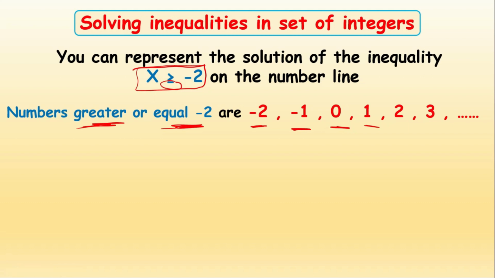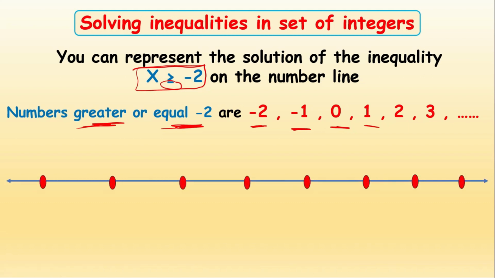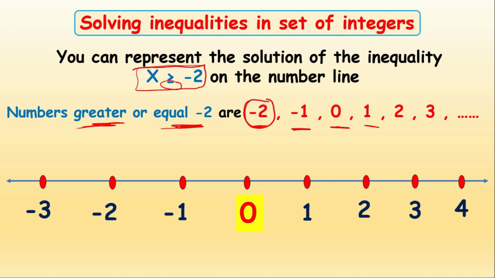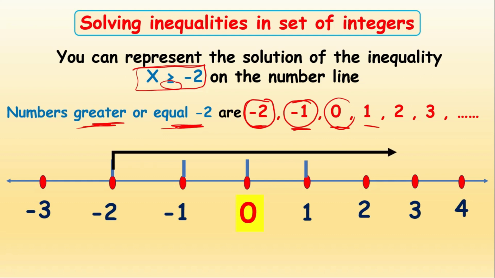Okay, let's represent using a number line. After drawing a number line, write numbers 0, positive and negative, and then let's represent the numbers for solution starting with -2. أول number معانا هو مين؟ -2. So label -2. And then the next one -1. So label -1. 0. And so on, all positive numbers greater than -2. Okay, so solutions are -2, -1, 0, 1 and so on.